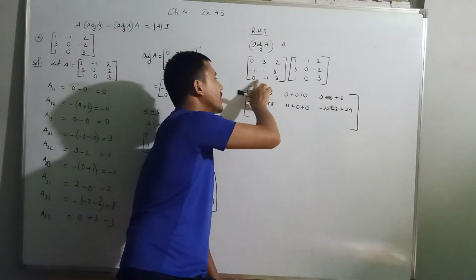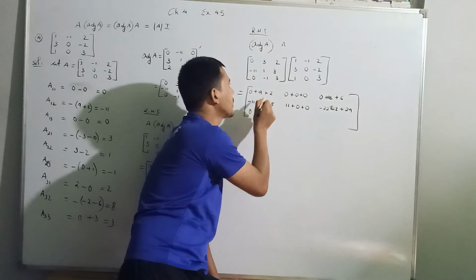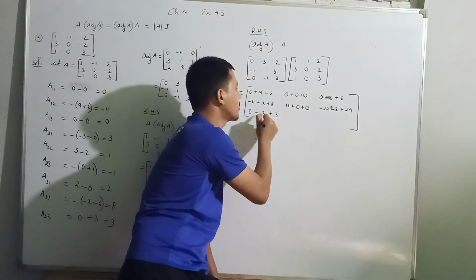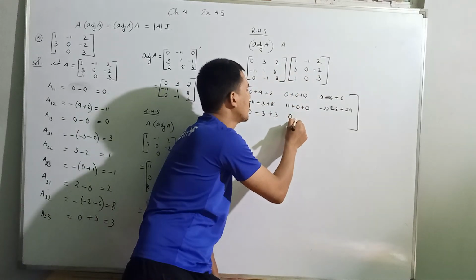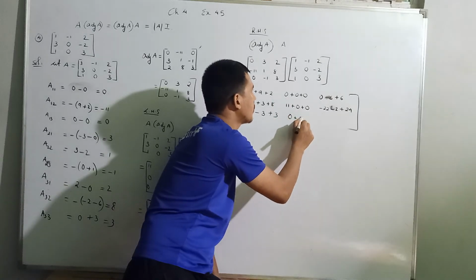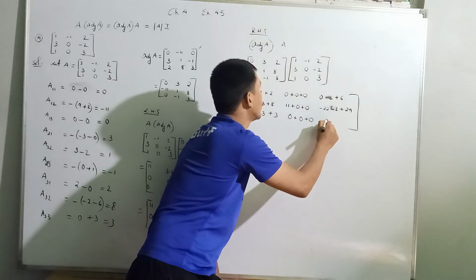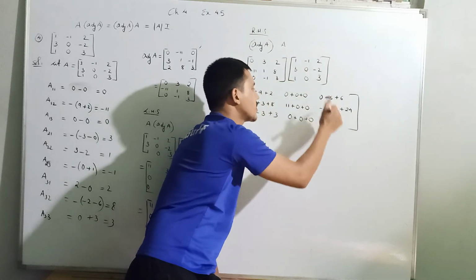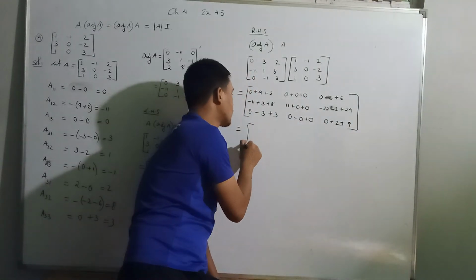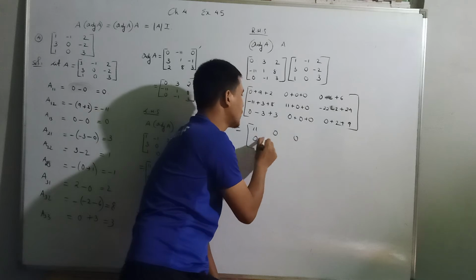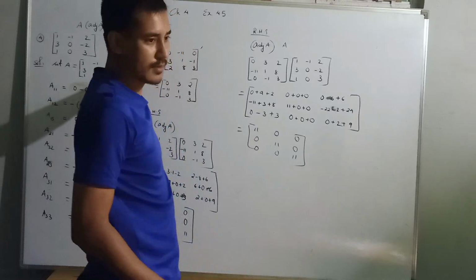Third row with first column. 0 into 1 is 0, minus 1 into 3 is minus 3, plus 3 into 1 is 3. Third row with second column, 0 into minus 1 is 0, plus minus 1 into 0 is 0, plus 3 into 0 is 0. And this is third row with third column, 0, plus minus 1 into minus 2 is 2, plus 3 into 3 is 9. So 11 0 0, 0 11 0, 0 0 11. So they are equal, but we need to go for the third one.